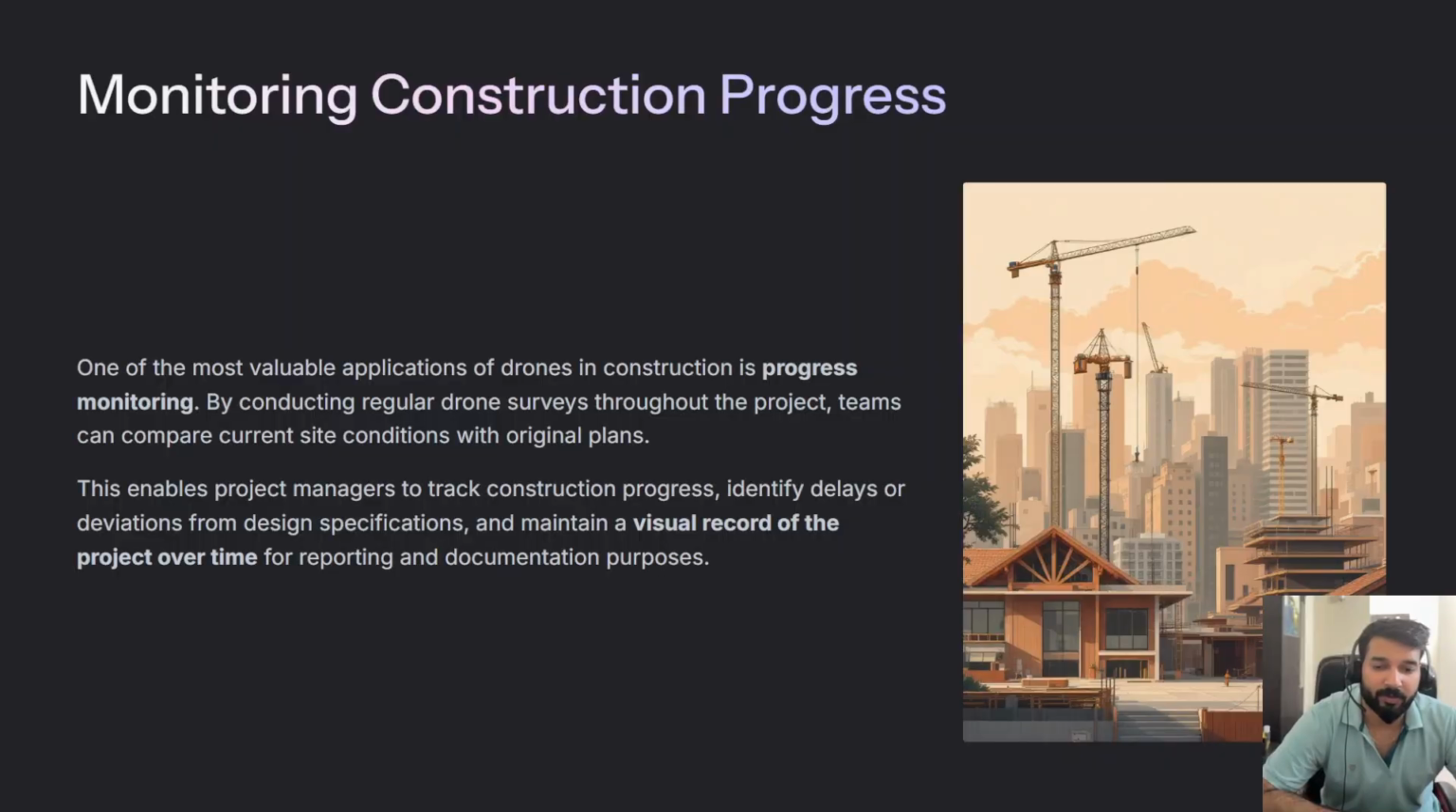Monitoring construction progress. One of the most valuable uses of drones in construction is progress monitoring. By conducting regular drone surveys throughout the project, teams can compare the current site conditions with the original plans. This allows project managers to track construction progress and identify delays or deviations from the design. Drone maps also provide a visual record of the project over time, which can be useful for reporting and documentation.